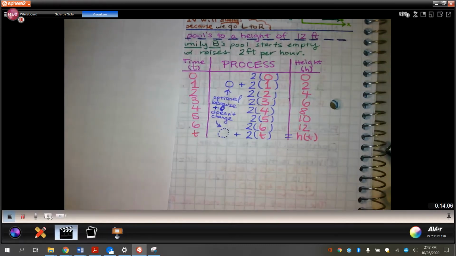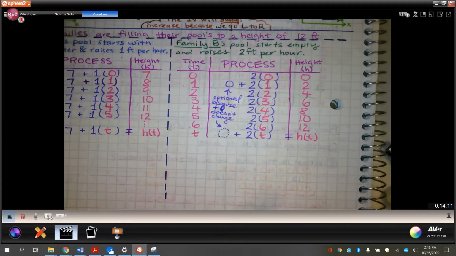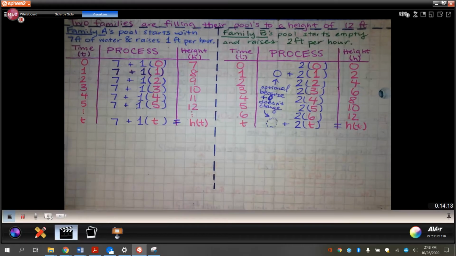Okay, so now we have our 2 scenarios, but this is all about functions and their graphs. So now we have our 2 functions. Let's look at a graph. So when you come back, you will see my coordinates set up.